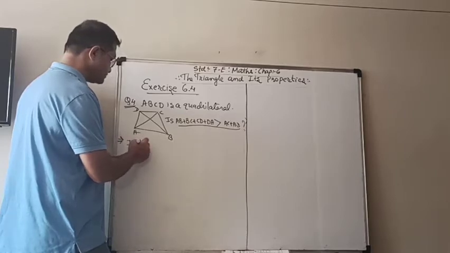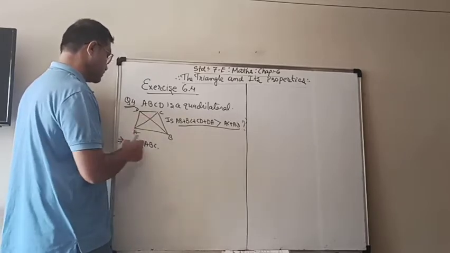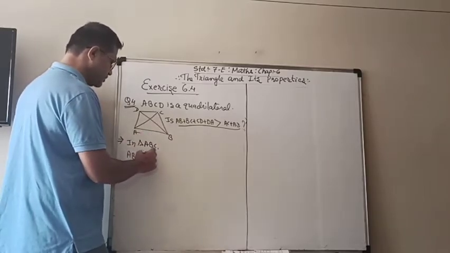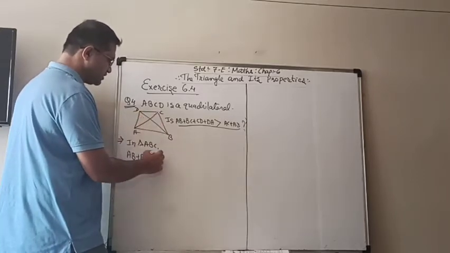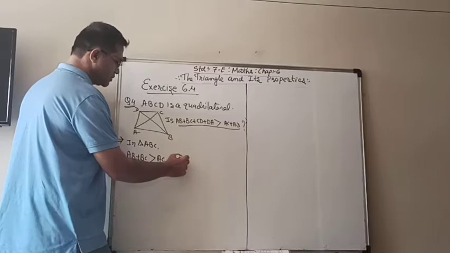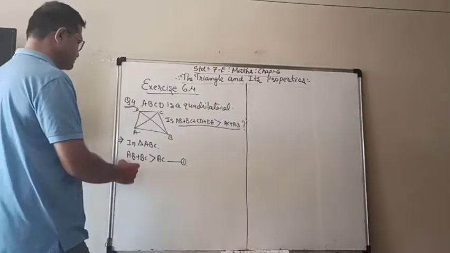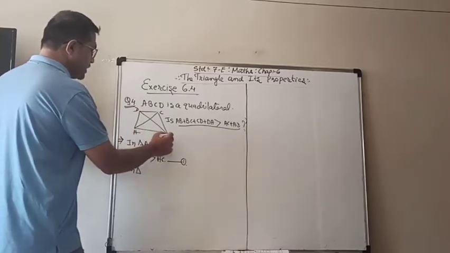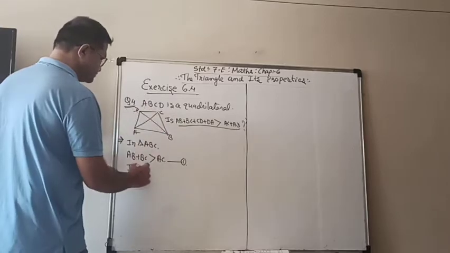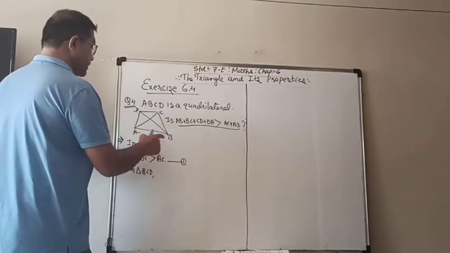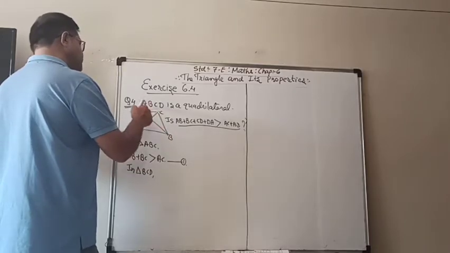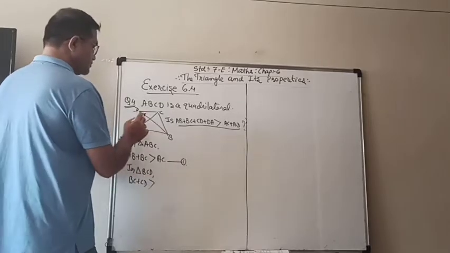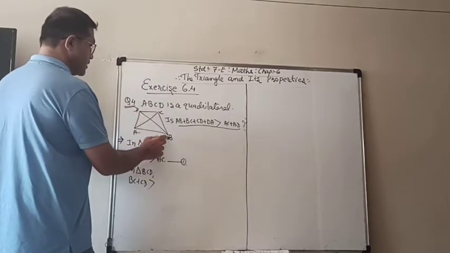In triangle ABC, AB plus BC is greater than the third side AC. Give it result number 1. Then in triangle BCD, BC plus CD is greater than BD.